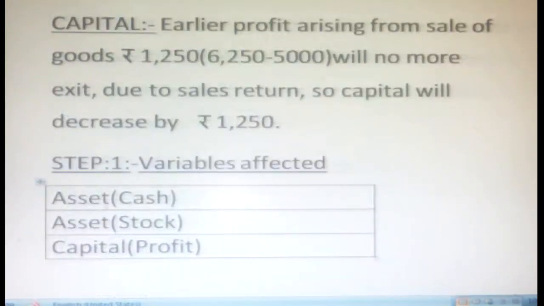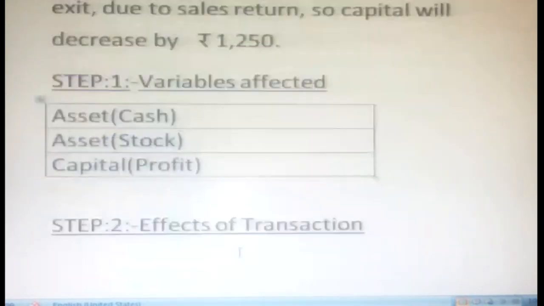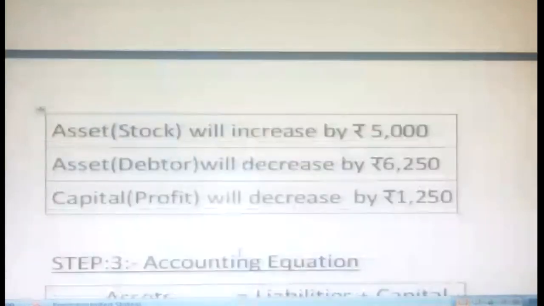So what are the variables affected? Step number one, as an asset, cash. Then second one, asset, stock. Third one, capital, profit. So how is the effect of the transaction given? As an asset, stock will increase by 5,000, because we will get back our goods. So naturally asset debtors will decrease by 6,250. Earlier we sold, now we consider it as a sales return, so our debtors will decrease. Then finally capital, profit will decrease by 1,250.